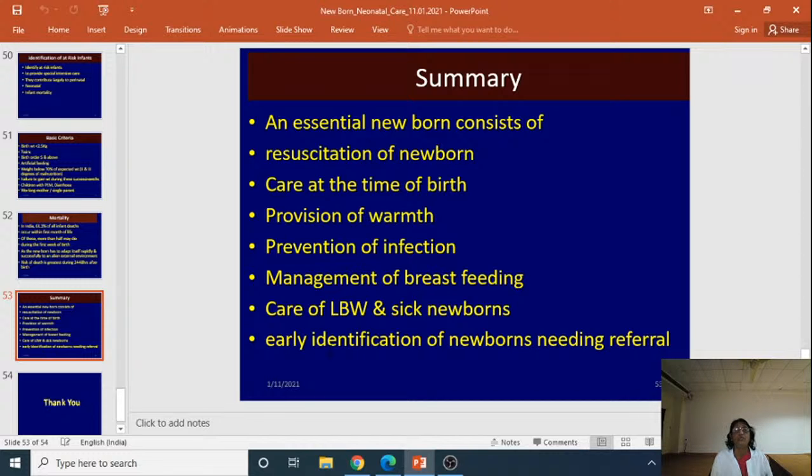Summary: essential newborn care, it consists of resuscitation, care of the baby at birth. We have to provide warmth, prevent infection, initiate breastfeeding and continue exclusive breastfeeding for the first 6 months, identify the baby for any congenital malformations, take the weight of the baby, record the weight. If the baby is low birth weight or preterm or sick, you have to see that the baby is referred appropriately to the first referral unit. You should be able to identify newborns who need referral and do it accordingly.